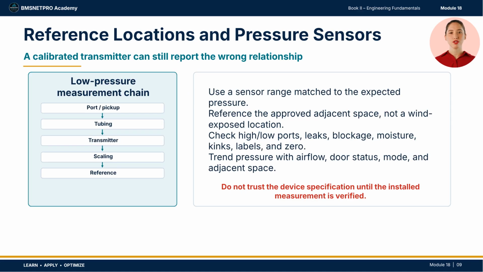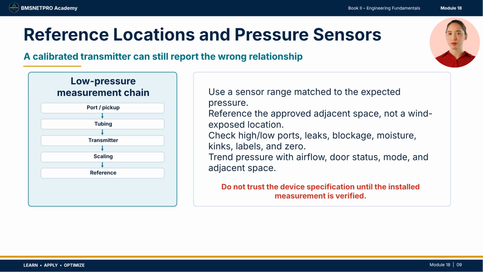Measurement confidence is critical in low-pressure applications. A transmitter can be calibrated and still report the wrong relationship if it is connected to a poor reference location. Range selection is also important. If the sensor range is much wider than the expected room pressure, useful resolution may be poor. Check high and low ports, tubing integrity, moisture, kinks, labels, zero, scaling, trend behavior, and reference stability.